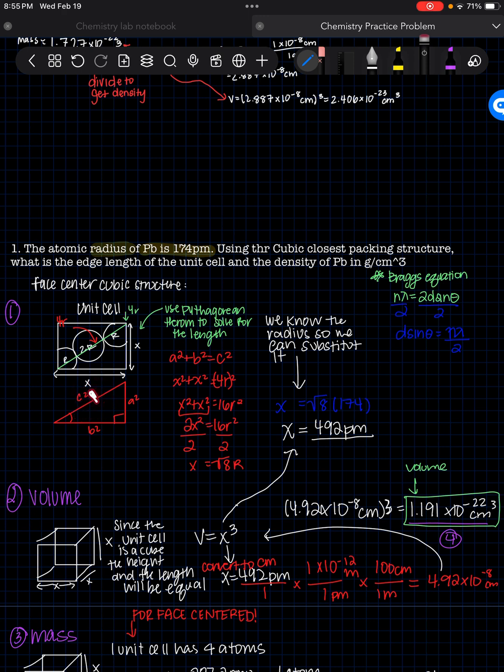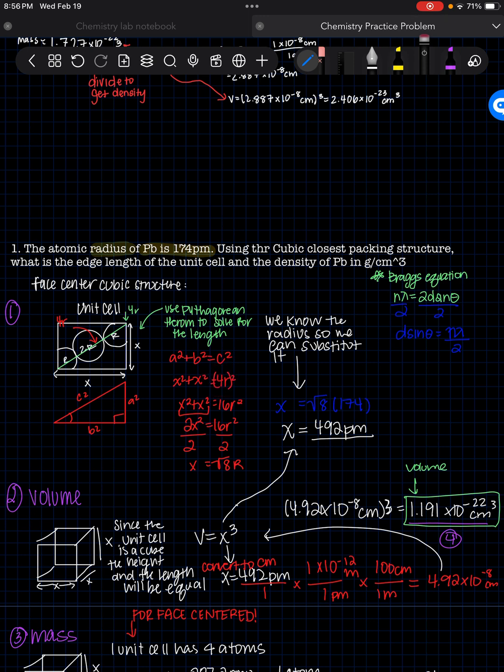What is this called again? I kind of forgot, I'm blanking out. Okay, c squared. Hypotenuse? Yeah, hypotenuse. So we know the hypotenuse is 4r. a squared plus b squared equals c squared. We know these are x squared, and we're just going to use x for both, because they should be the same since it's a cube. So (4r) squared is the c squared.